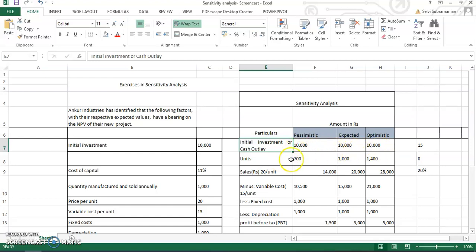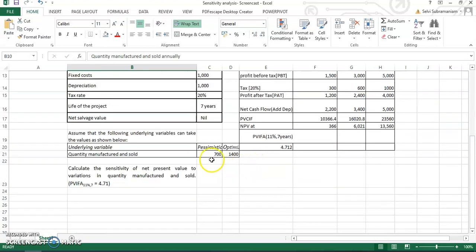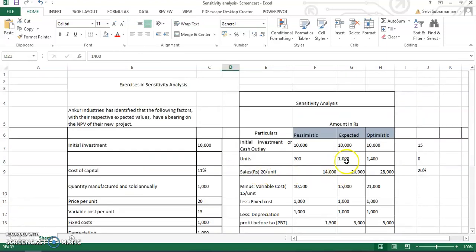Why is this important? Because NPV has to be calculated. And we know NPV is equal to PVCIF minus PVCOF, and PVCOF is this initial investment or the cash outlay. So we need to keep it aside. And since the units are given to us as 1000 for the expected or normal situation, the total quantity manufactured and sold is 1000, while under the pessimistic situation it is 700 and under the optimistic situation it is 1400. So I've taken those values as they are: 700, 1000 and 1400. This initial investment is not going to change in any way.